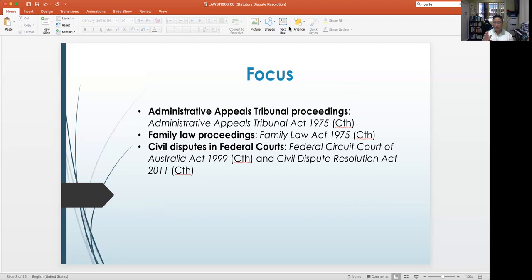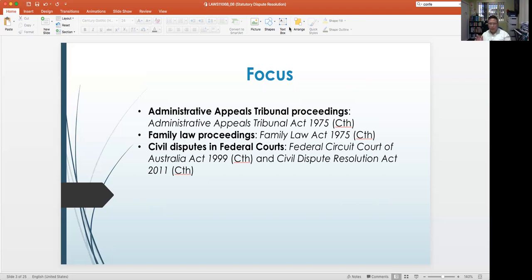So what you now have would be the Federal Circuit and Family Court of Australia, which is a lower federal court to the Federal Court of Australia. Now, going back, the High Court, the Federal Court of Australia, and the Federal Circuit and Family Court of Australia are Chapter 3 courts created under the Australian Commonwealth Constitution.